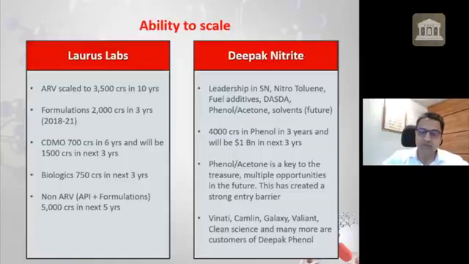This phenol and acetone plant has created very strong entry barriers for any new player to come into these downstream products. If you look at the customers of Deepak Phenol, the Vinati, Camlin, Galaxy, Valiant, Clean Science, everyone basically buys phenol from Deepak Nitrite. So that gives you an idea about what are the downstream opportunities which are available for Deepak Nitrite in the future.